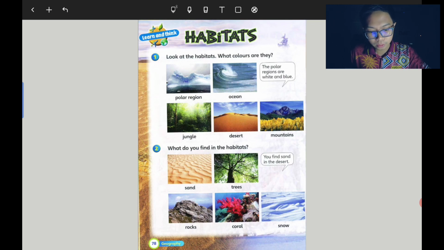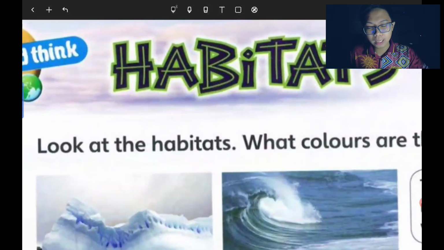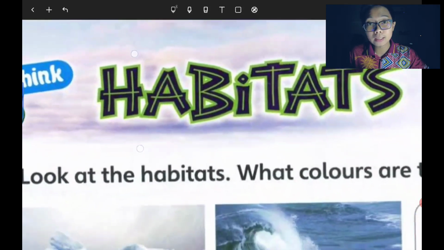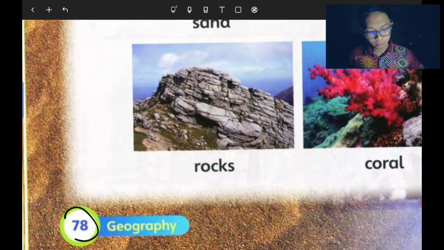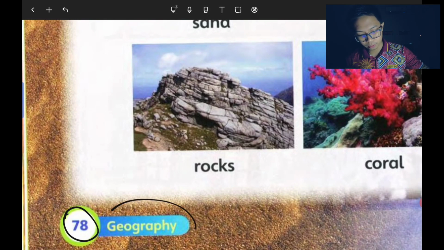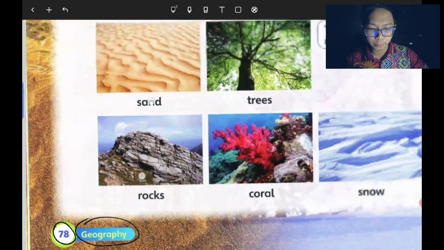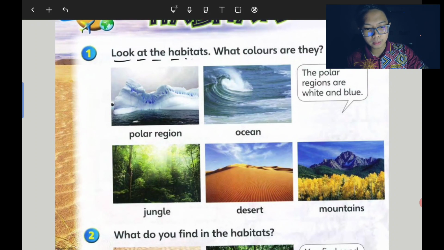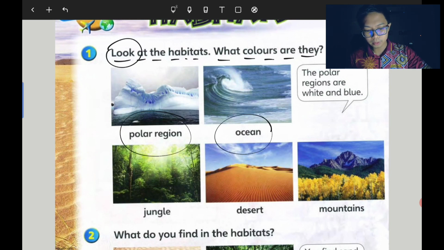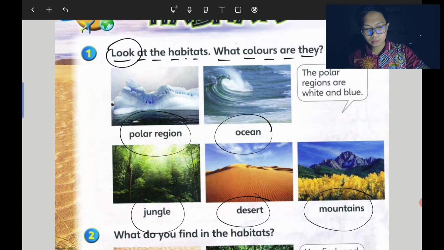So today we're going to touch on the topic habitats. Okay, tempat tinggal habitats, and it will be on page 78 on our Supermind textbook. Geography. Okay, it's about places, tempat-tempat. So here we have a few habitats. Okay, look at the habitats. What colors are they? Kita lihat dulu kelima-lima habitat nih. We have 5 habitats. So what color are they? So we need to identify, kita kena kenal pasti the color.